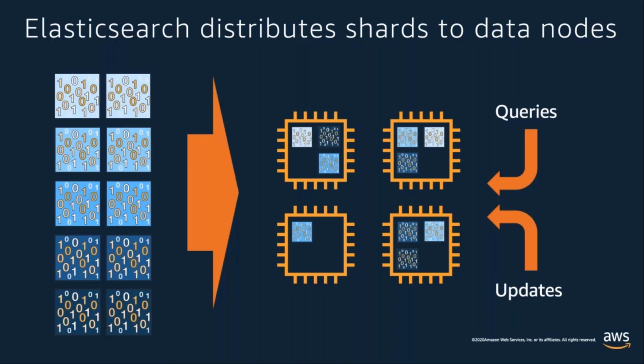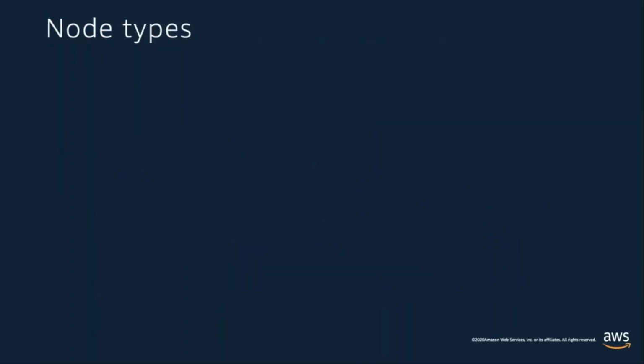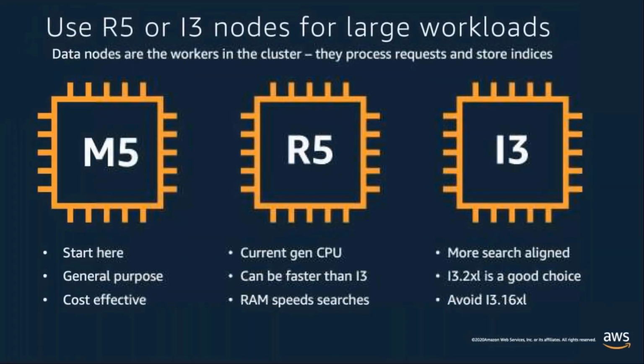So how many shards you have, how many nodes you have is the critical way that your workload is distributed across your compute and storage and networking and other resources. So it's really important to understand about shards. We're going to get to that, but we're going to first talk about the different node types that we support in Amazon Elasticsearch Service. So we have a set of instances that includes the M5, R5, and I3 instances.